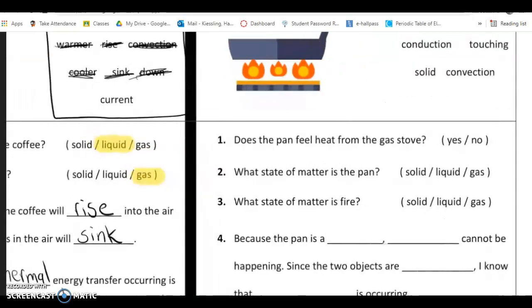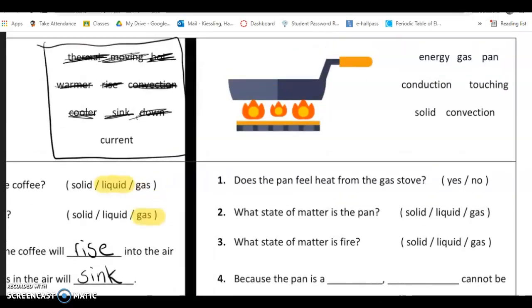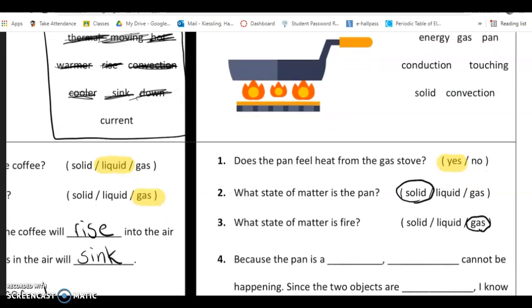All right, so first, let's look at our picture. Does the pan feel heat from the stove? Yes or no, everyone? Yes. All right, silent hands. What state of matter is the pan, Esmeralda? It's a solid, yes. And so what state of matter is our fire, Juliet? It's a gas. So because the pan is a blank, blank cannot be happening. What did we just say the pan was, Skyla?